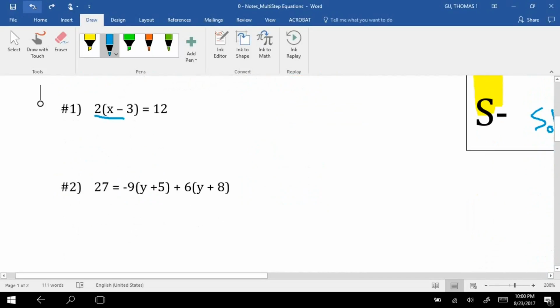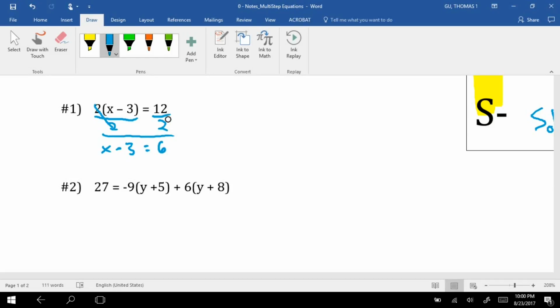We're going to divide by 2 on both sides. Divide by 2, divide by 2. Because whatever you do to one side, you must do to the other. Okay, so divided by 2, that crosses this one out. And then what's left on the left side? We're left with x minus 3. And then what's on the right side? What's 12 divided by 2? That is 6. So now we have x minus 3 equals 6.